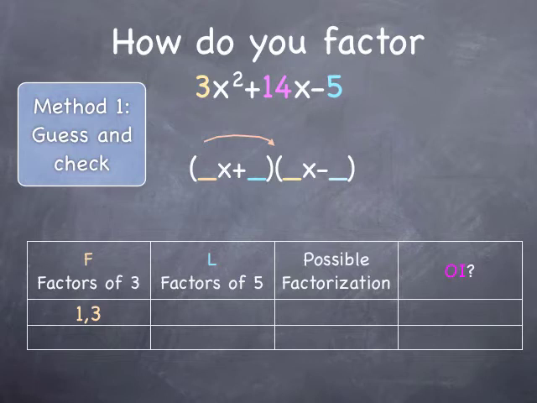Now in FOIL, I'm going to skip ahead and look at the last terms. When I multiply the numbers in the blue blanks together, the answer is going to have to be 5.